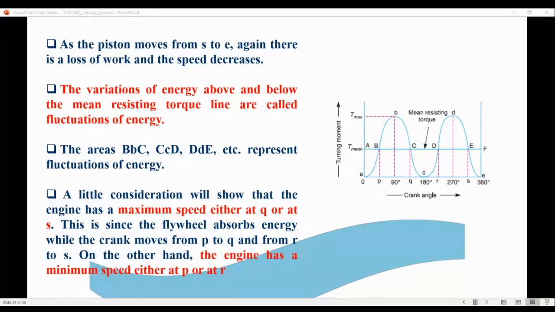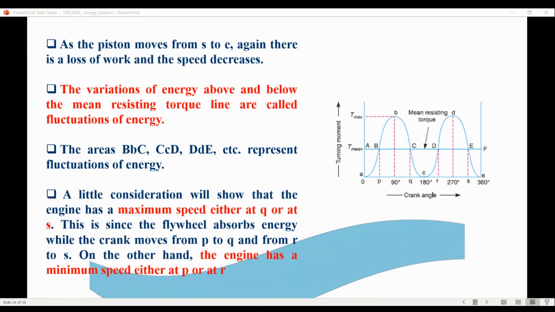What's important to note is that a little consideration will show that the engine has a maximum speed at Q, or at S. If you look at the diagram, let's start at P. P is where it's at a minimum speed, because it's given all its energy. But as soon as it comes to P, it needs to accelerate to absorb the excess, so it spins faster. It goes from a minimum to Q, and therefore Q is a maximum.